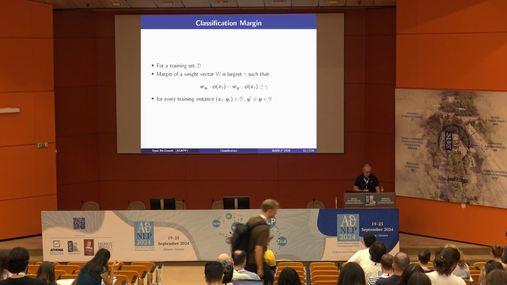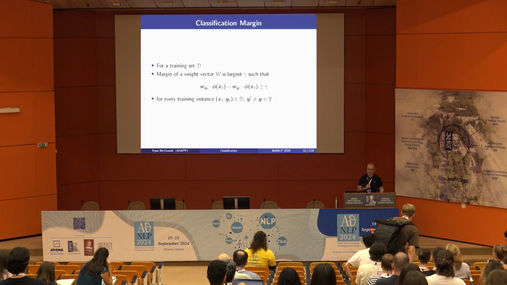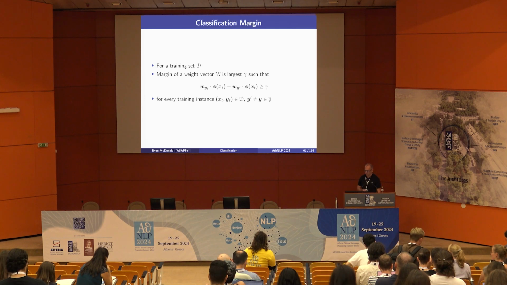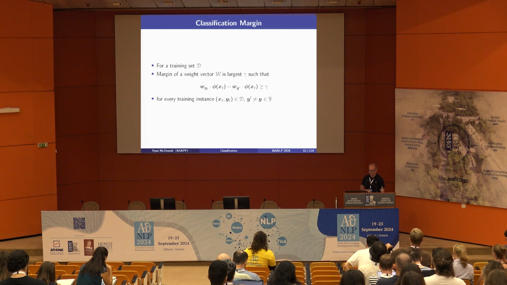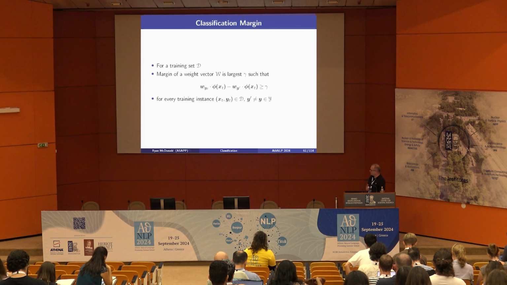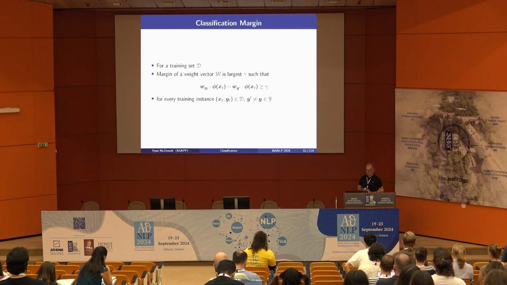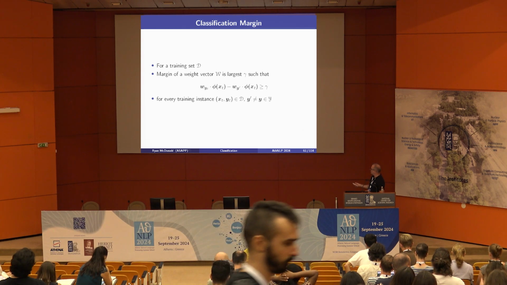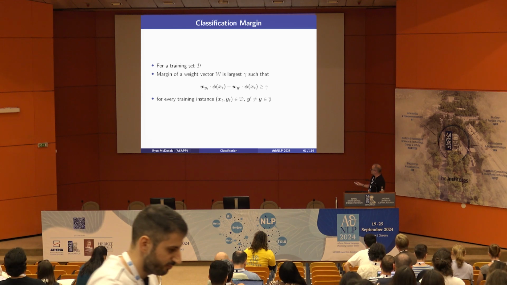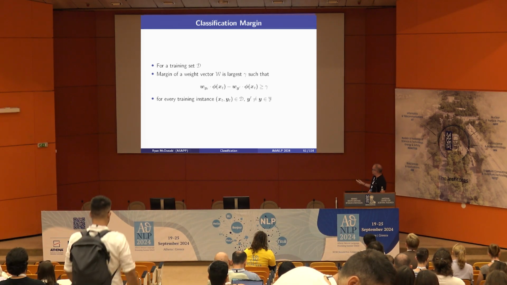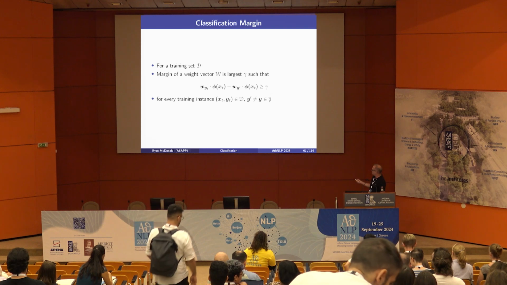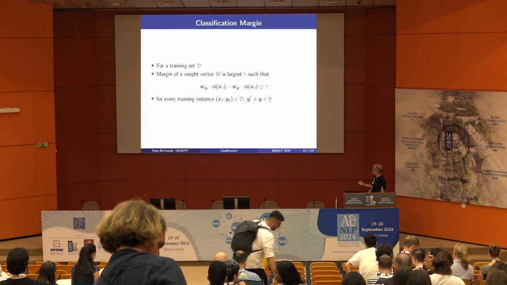All right, so I want to talk about margin and SVMs before moving on to neural networks. Margin is an interesting property. We already alluded to it a little bit with perceptrons, but for a training set D, the margin of a weight vector is the largest gamma, just a real value, such that the score of the true output, y of t, for an input x of t, minus the score of an incorrect output, y prime, times the feature representation of x of t, is greater than or equal to gamma.